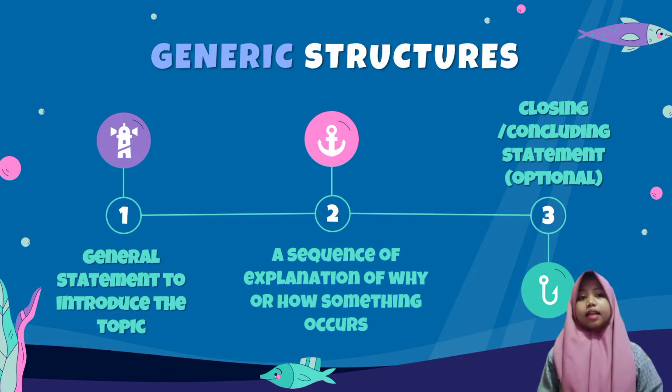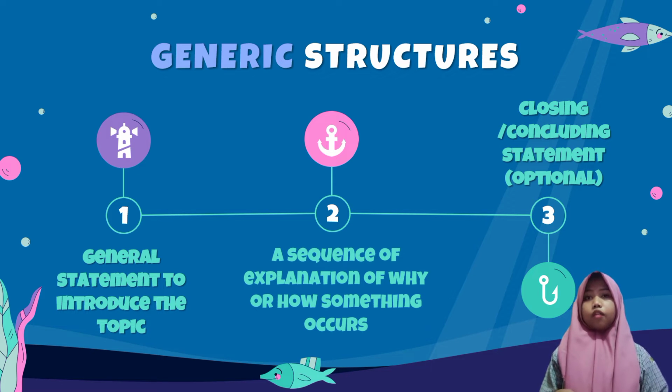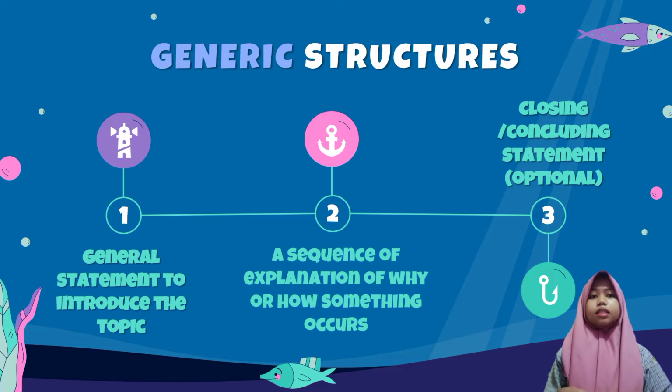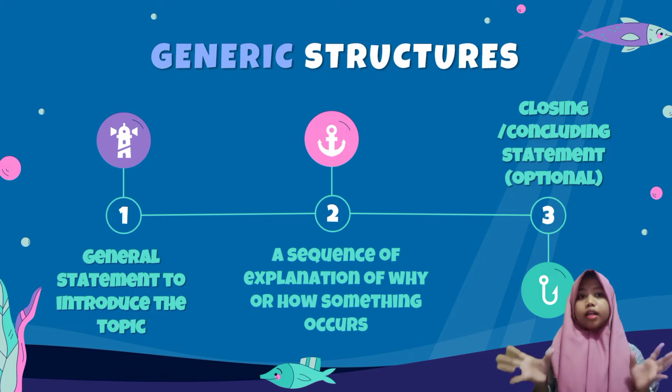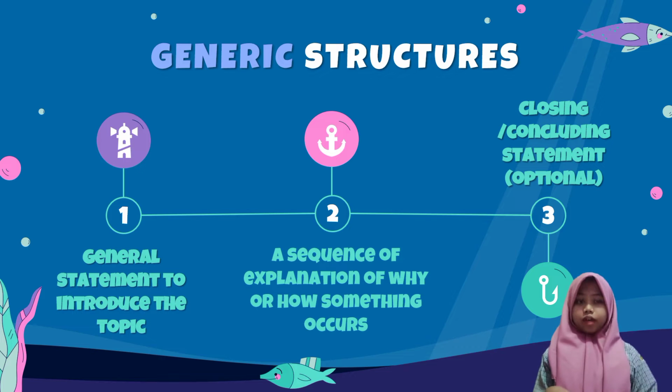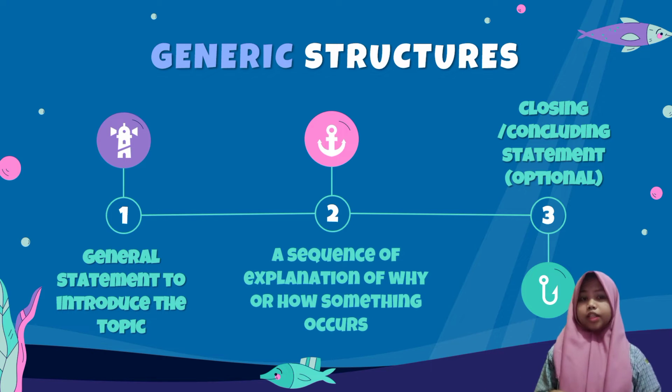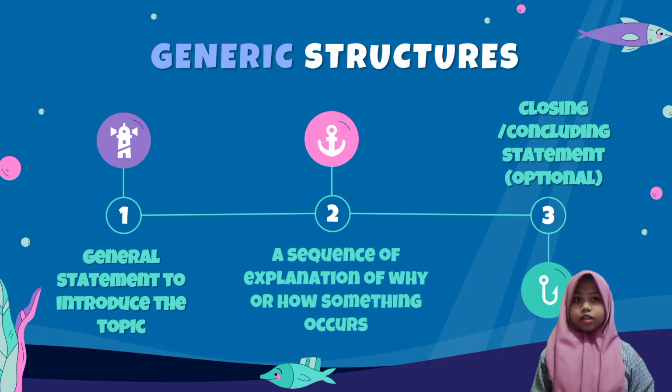The second is a sequence of explanation of why or how something occurs, and this talks about how or why something changes and shows cause and effect or time. And the last structure is a closing or concluding statement. This is an optional structure. It sums up the explanation and talks about application. And it also gives an explanation.